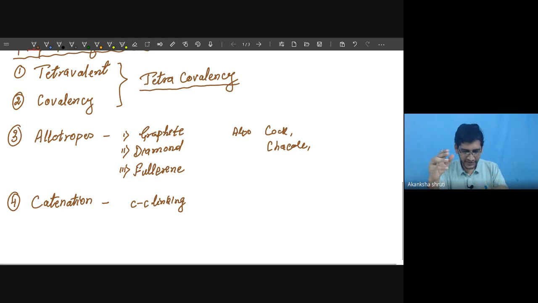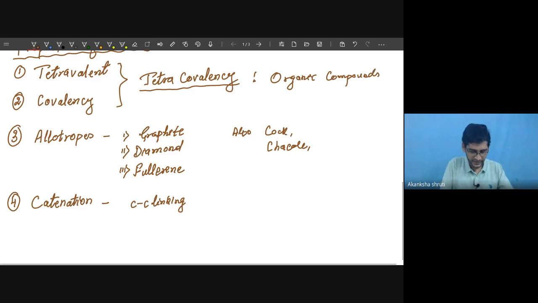So considering this catenation and tetracovalency, it is able to form a different group of compounds called organic compounds. So we will learn about organic compound formation. Write that fifth one. What are organic compounds?